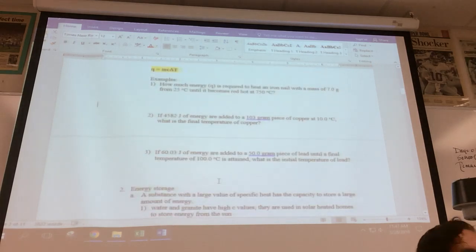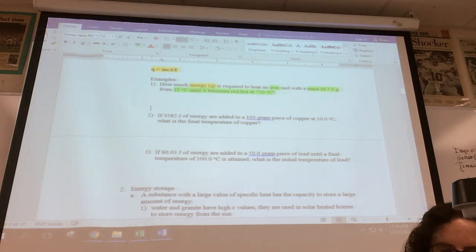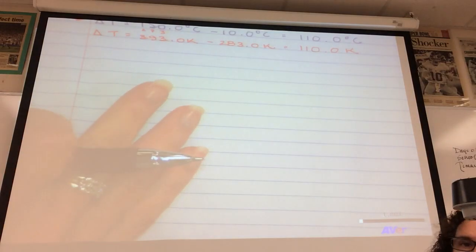Let's take a look at these examples here, and then we'll provide you with some time. It says how much energy, so we're looking for Q, is required to heat an iron nail. So we want to know energy, that's what we're looking for. We've got an iron nail, that is pertinent information. The mass is 7 grams, and we want to raise the temperature from 25 degrees Celsius to 750 degrees Celsius. So let's take a look at how to process this. It's really very, very simple.